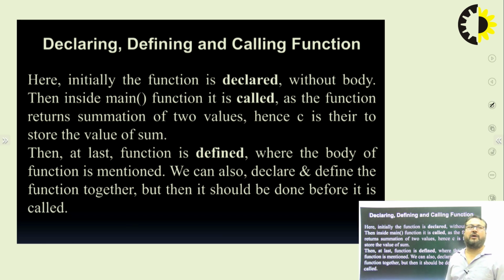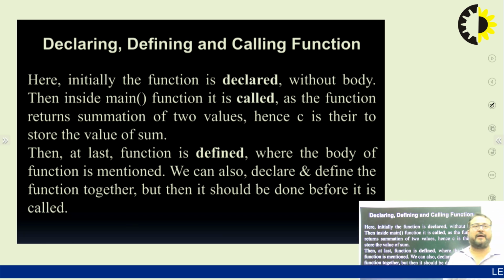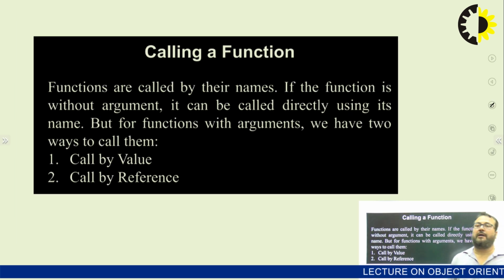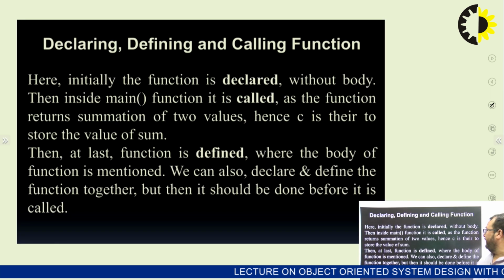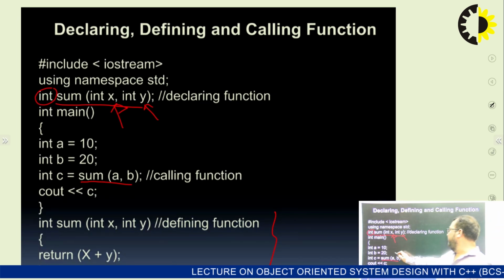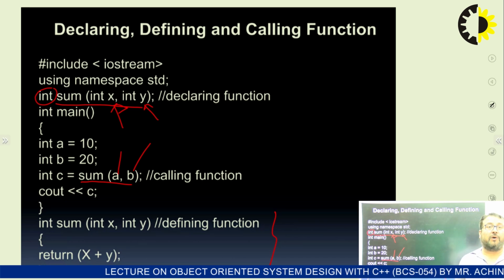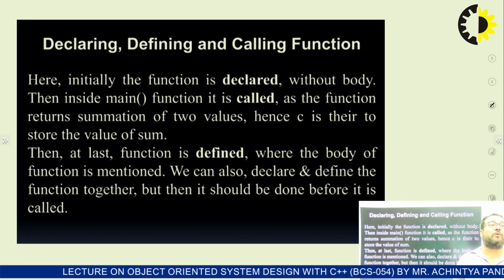Declaring is called the prototype. Defining means the exact code which could be written in the function, and calling means how the code is going to be invoked. Now we have seen here that we have passed two arguments, A and B. So how are we going to call a function?